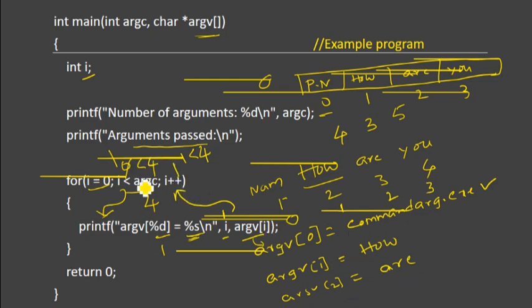Next i will become 3, less than 4 true, and coming back, argv of 3 equals u. Finally it will be incremented by 1, 4 less than 4 is false, and it comes out of the loop. This program is going to end. Okay, so this is about command line arguments. Now let me execute this program.